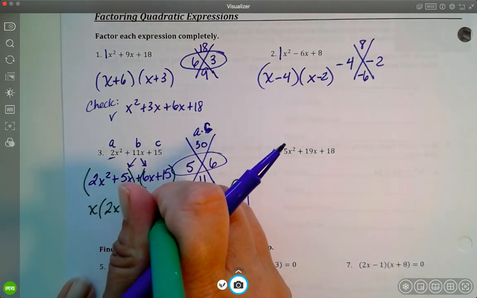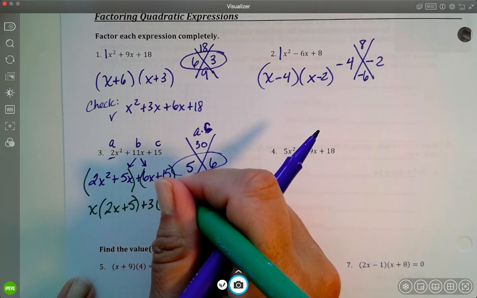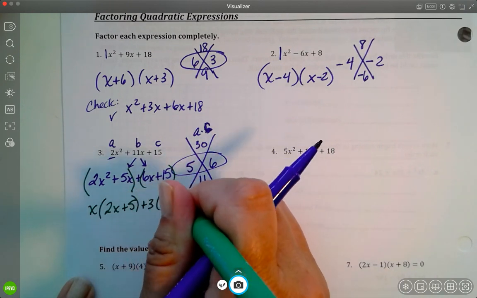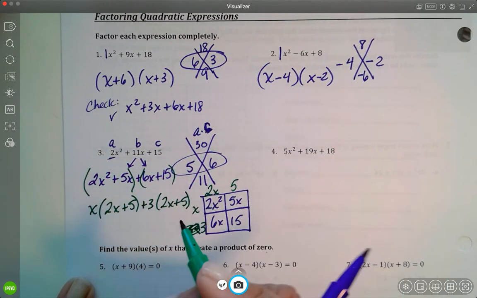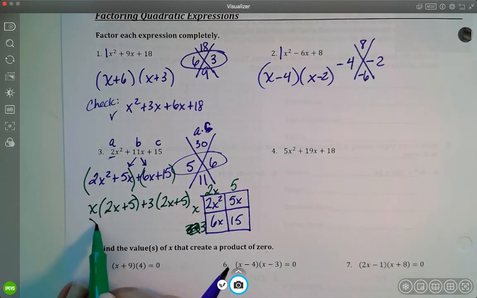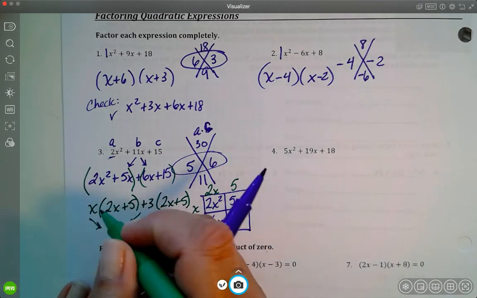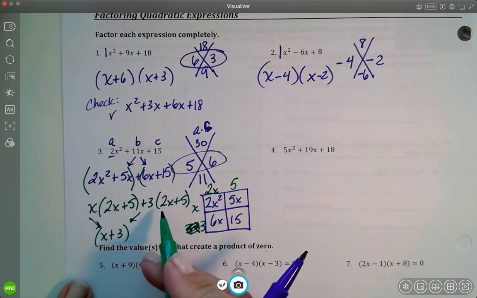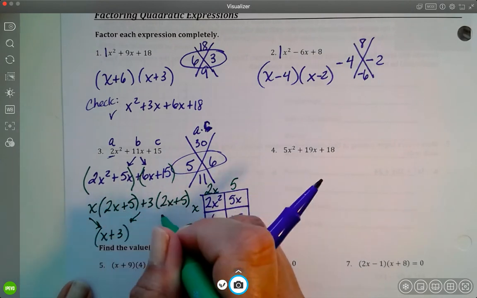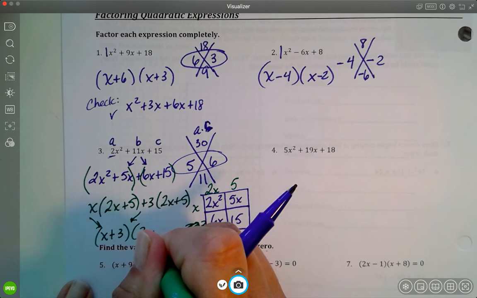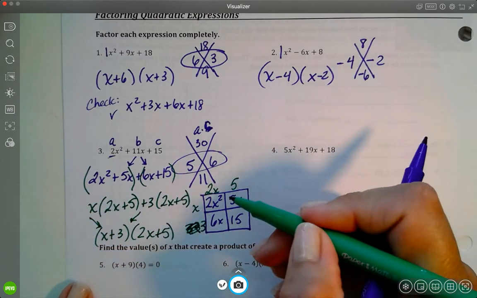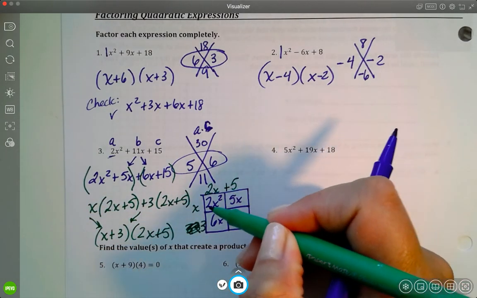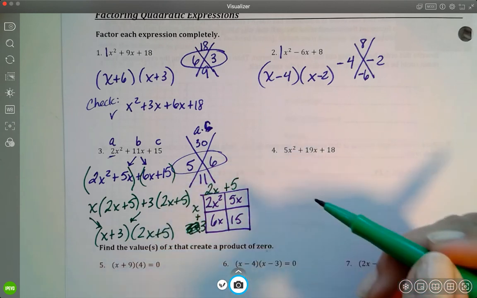And what do I need to get back to 6x plus 15? 2x plus 5. So I get x plus 3. Since x and 3 are both being multiplied by the same thing, I just put them together, and I'm going to multiply them by 2x plus 5. And you can see that's what we would have got as our dimensions for the model, 2x plus 5 times x plus 3.